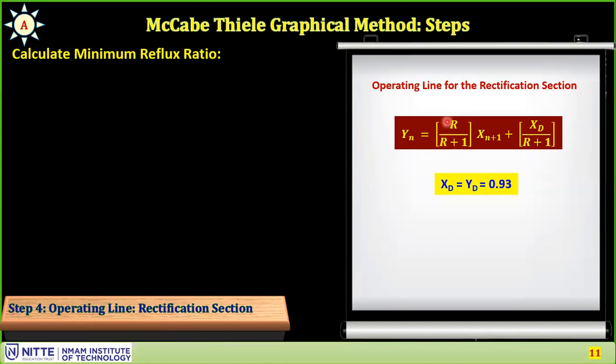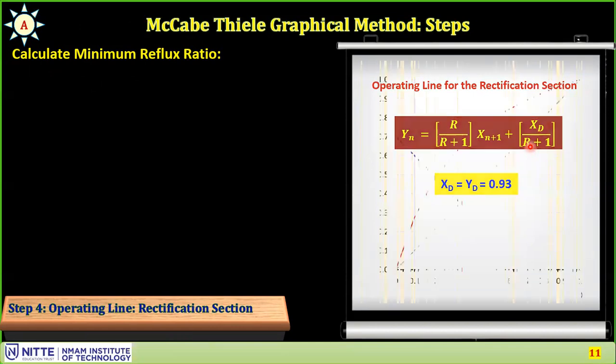So r by r plus 1. But this r is not known to us. R is given in the form of r is equal to 1.5 times Rm. Rm is the minimum reflux, which is not known to us. We have to calculate that minimum reflux. Then coming over here, intercept xd is known to us, but again r is unknown. So if you have to draw r, you have to calculate Rm.